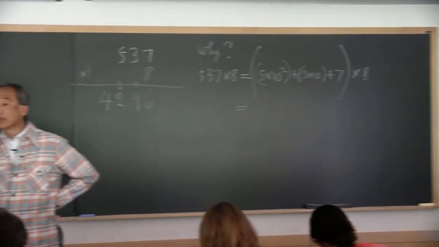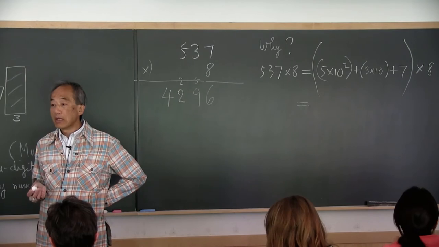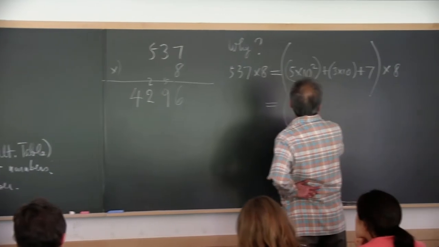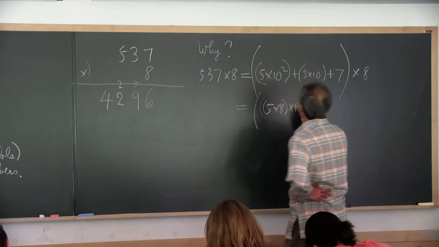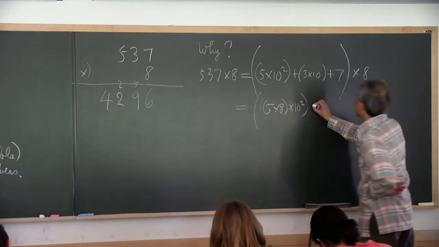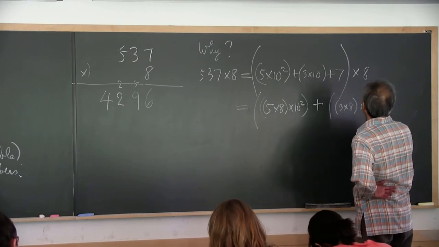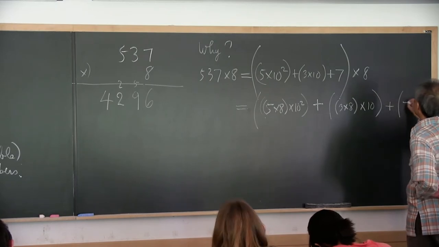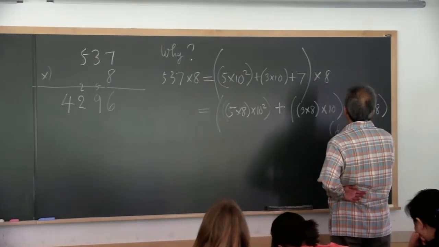Same as in addition. If I multiply a finite collection of numbers, I can multiply them in any order I want. Right? Therefore, I skip the step. This then becomes 5 times 8 times 10 squared. Is that okay with you? Yeah. And same for the others. But 3 times 8 times 10 plus 7 times 8. So this is distributive law.